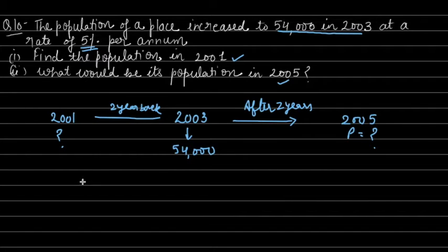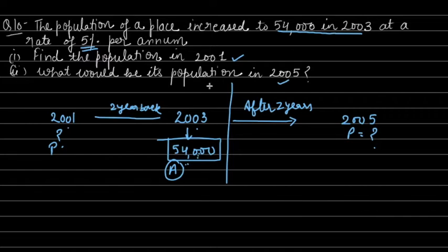Now in the first part it says that the population has increased, it means this is your increased population. In the first part we are only considering 2001 and 2003, so this is the increased population. This increased population means this should be the amount and this should be the principal, correct? Because 2003 is the population when it has been increased by 5%.